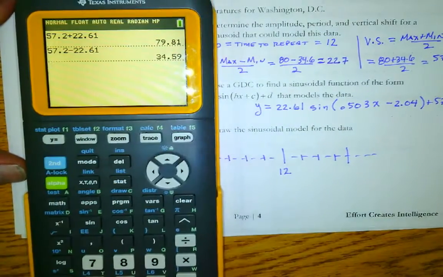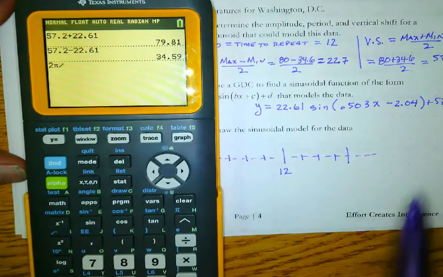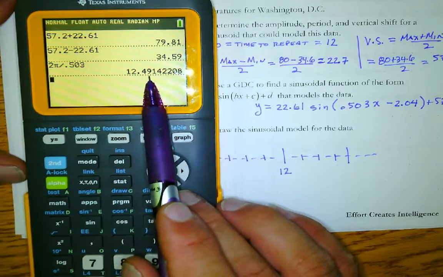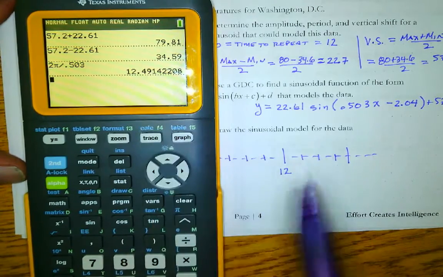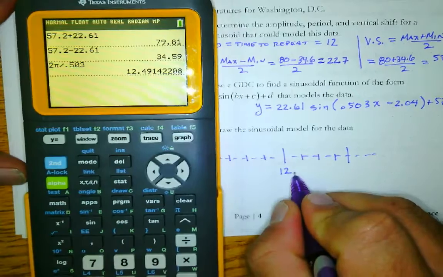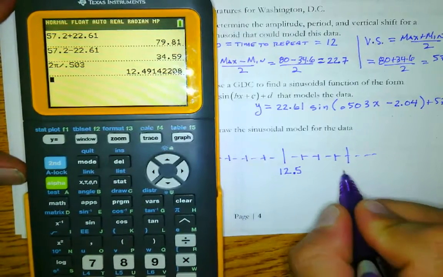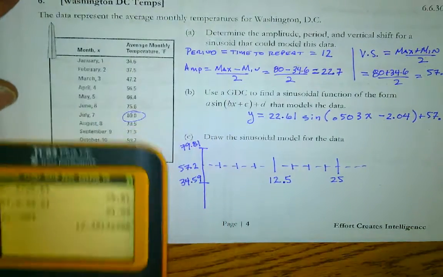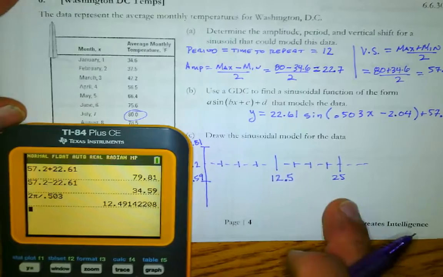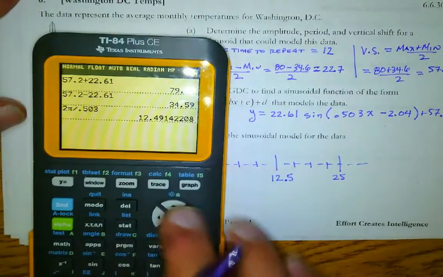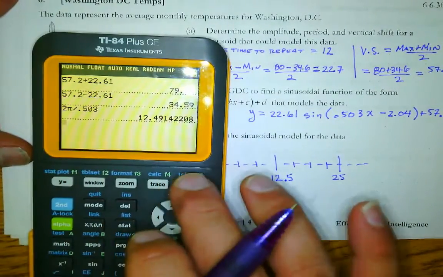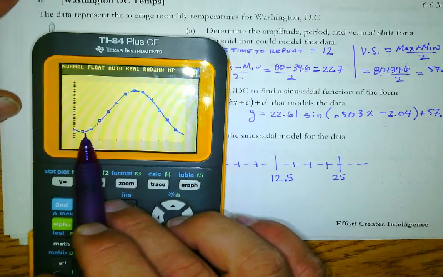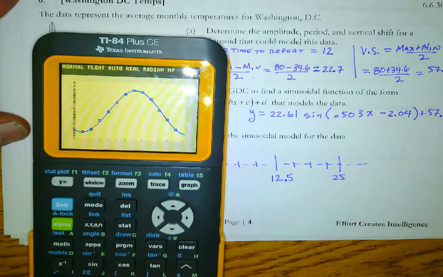Second quit, 2 pi divided by 0.503, and we see that it seems that the period for this data is a little bit more, and we'll say 12.5. That means 2 periods would be then 25, right? That's based on this data and a little approximation. You use 12, you use 12.5, we're going to be okay, right? But once again, if we came over here to our graph, we said that that minimum was at about 1, okay? We said that minimum was at about 1.